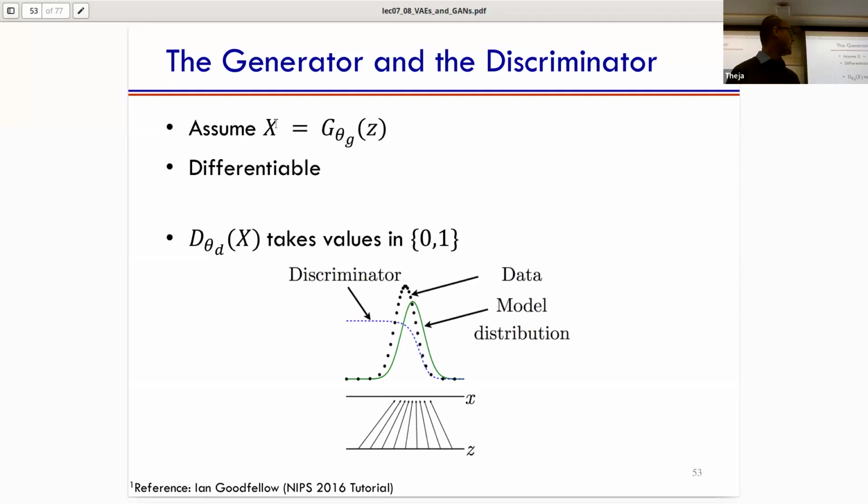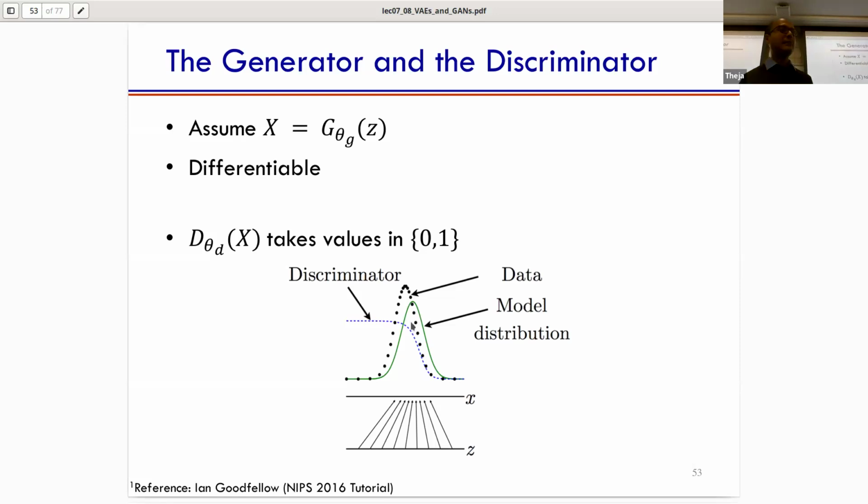Okay, and given X, D is producing a value between 0 to 1. It's not curly braces, it's like an interval. So that's what we're doing. Going from Z to X's, the discriminator is trying to produce a number, at least for these X's that are produced by G, which is close to 0.